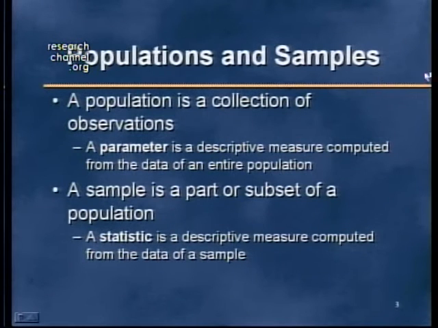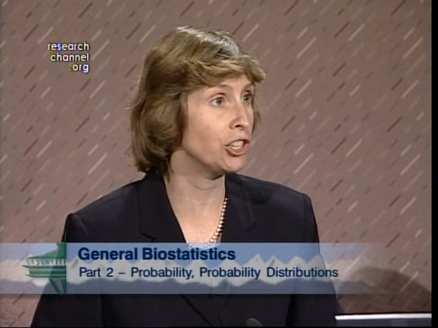So I will only restate what you already know, that there is a difference between a population and a sample. A population is really the collection of the entire body of observations. So a population is, if we could observe it, the entire body of observations. The term parameter is a term that we reserve for a descriptive measure, a summary measure like the ones we defined earlier, that are computed from the data of the entire population.